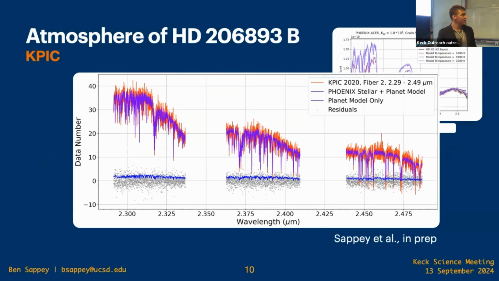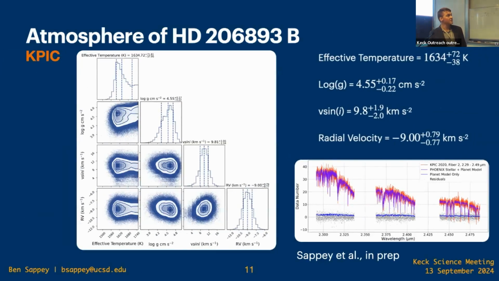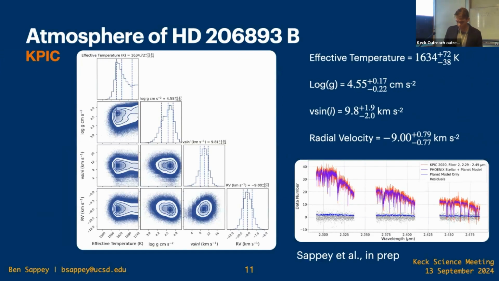This is in K-band, from 2.3 microns, encompassing the CO bandhead, to about 2.5 microns. Stellar glare is a real problem because of the close separation of this object. So we use a forward model that simultaneously models the stellar and planet light. And then we take a grid of self-consistent models and, using a Bayesian inference framework, we can start to do some analysis about the properties of this atmosphere.